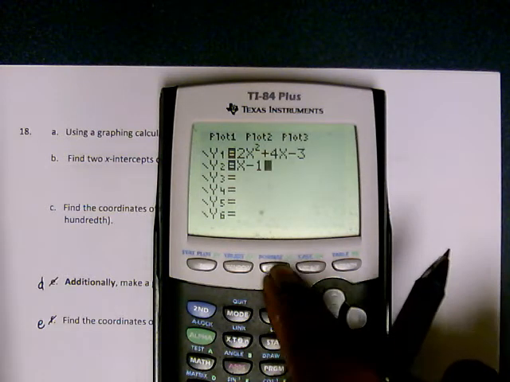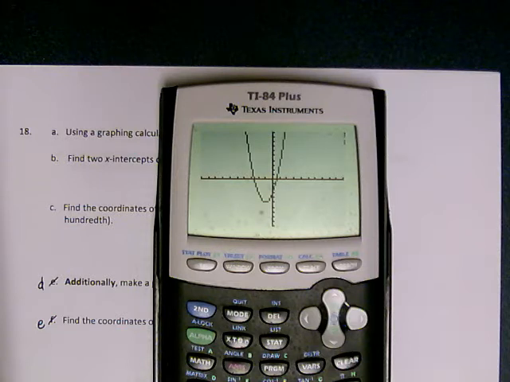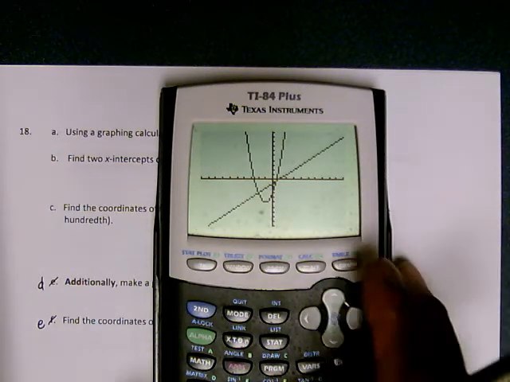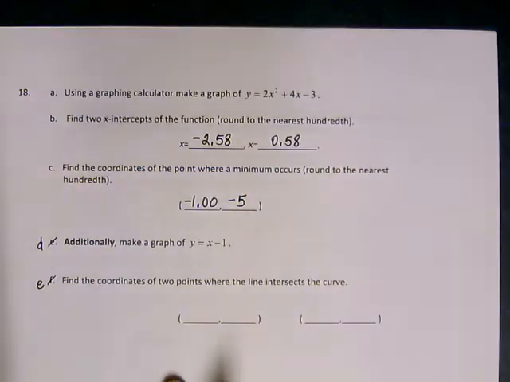And then again, we're going to press the zoom and then select number 6, for the standard window. That's the graph of the parabola, and there's the graph of y is equal to x minus 1. So that was part D right there. Part E is this. Find the coordinates of the 2 points where the line intersects the curve.